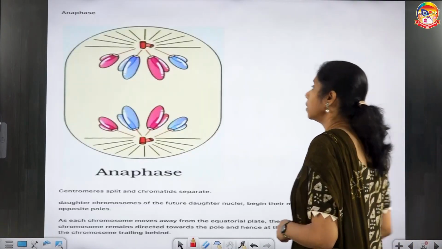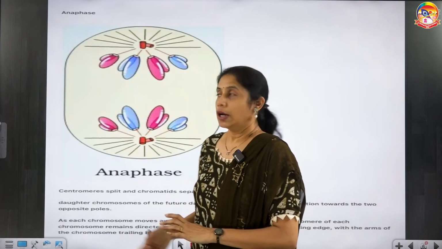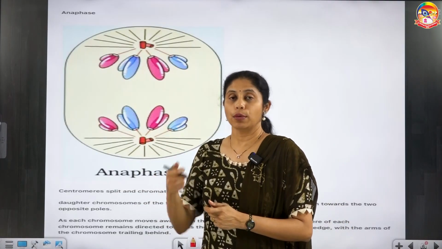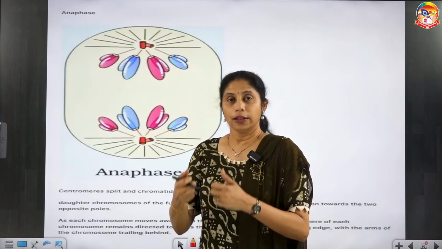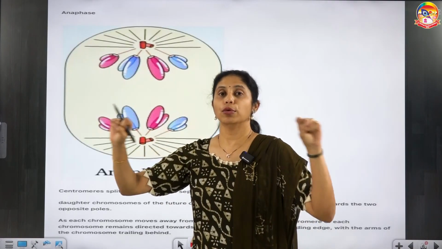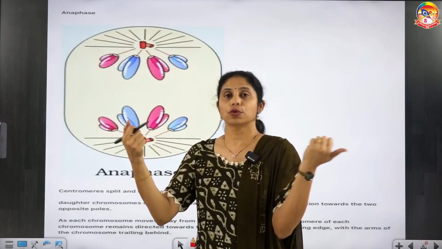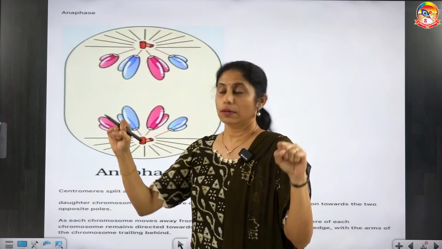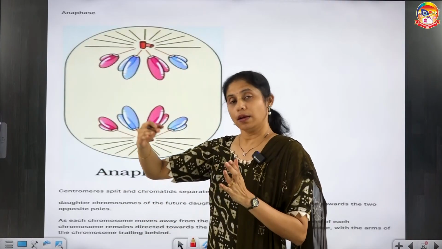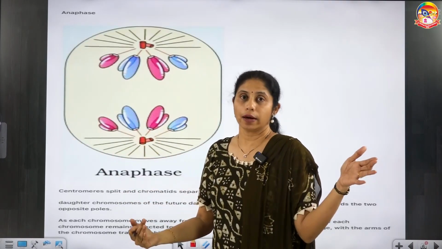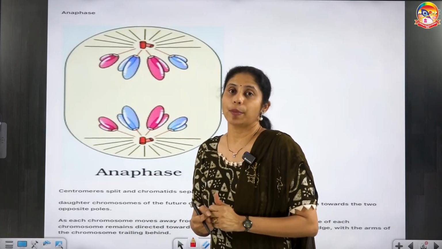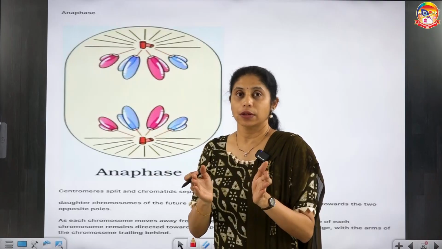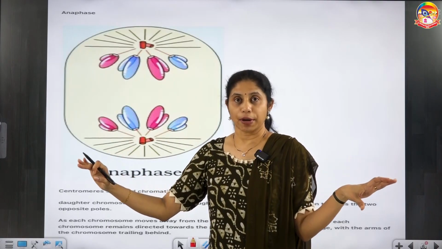Then the third phase is the anaphase. In this, the spindle fibers which are connected to the kinetochores will undergo contraction and will be pulling the chromosome from both sides, because one chromosome is attached to two spindle fibers. So these spindle fibers will contract and pull the chromosome, half in one direction and half in another direction. Because of that increased pressure, the centromere splits. The centromere splits and two sister chromatids get separated.